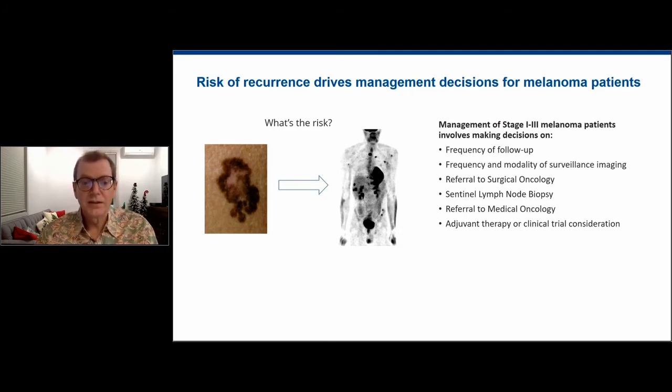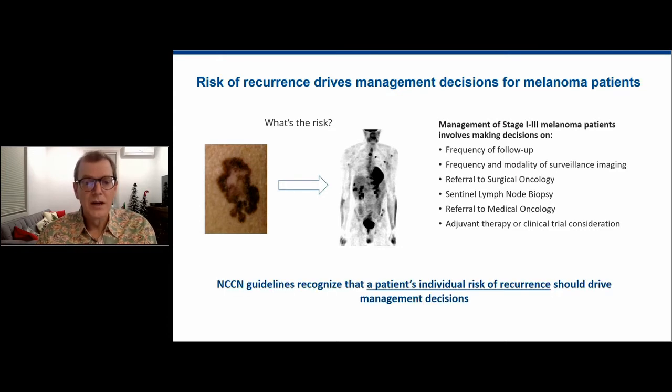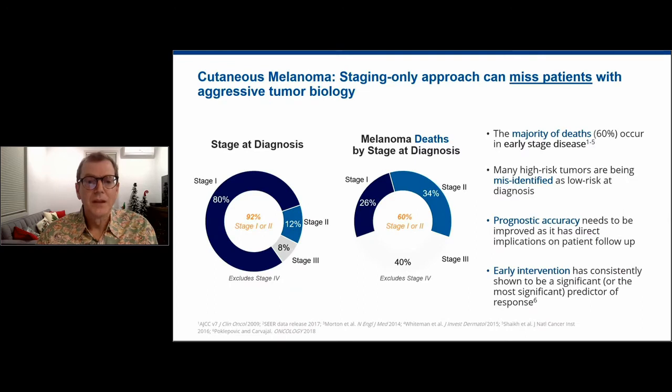And ultimately, there may be trials or other types of adjuvant therapies that our patients who are at risk will qualify for. But one thing NCCN tells us as quarterbacks of this decision is that NCCN recognizes that the patient's individual risk of recurrence should drive all of these management decisions. So what are we going to talk about with these management decisions?